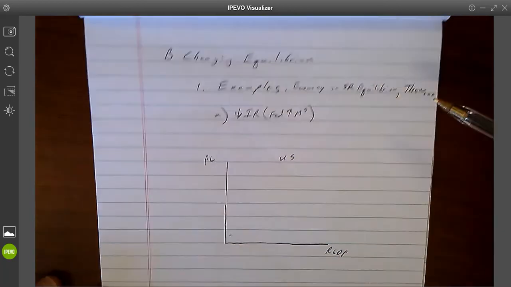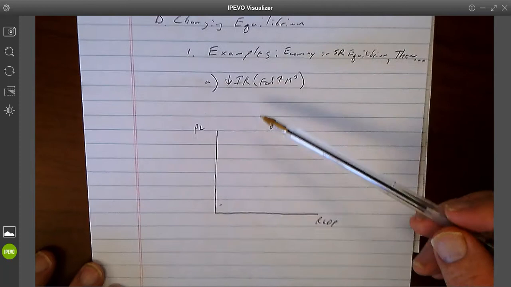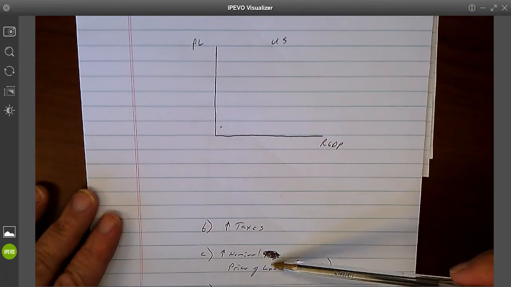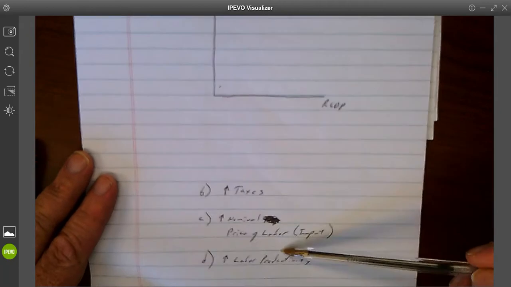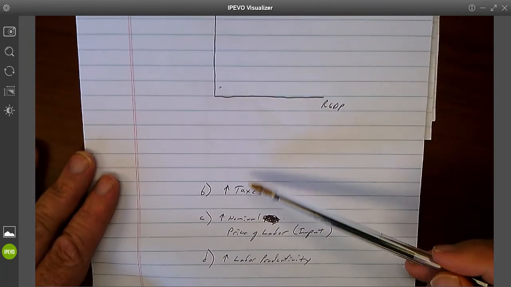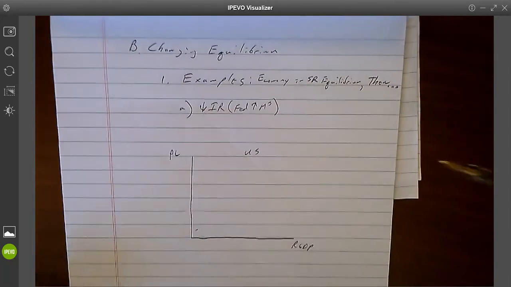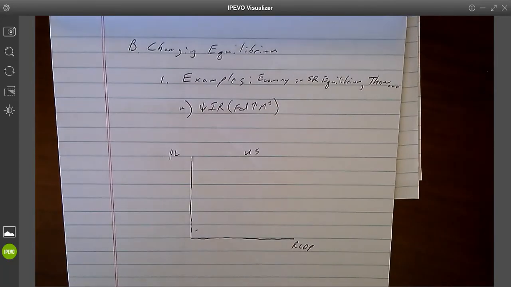And I have several examples that we're going to go through. We're going to go through a decrease in interest rates, increase in taxes, increase in nominal price of labor and input price, increase in productivity, okay? These three actually you're going to do on your own. I'm going to work through this one with you, okay?